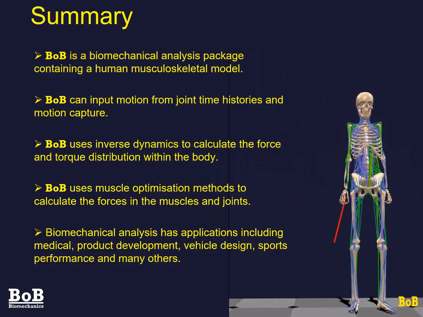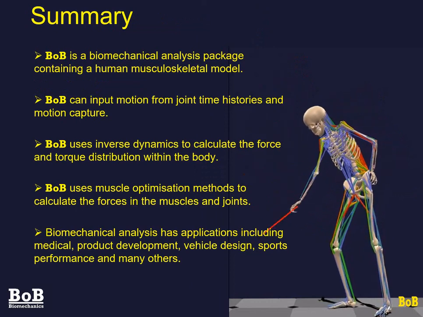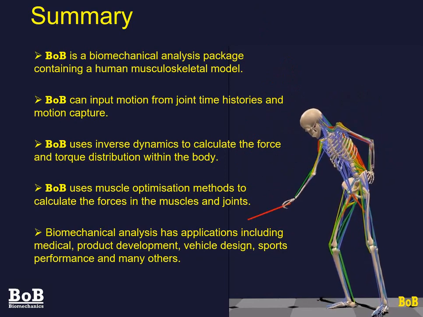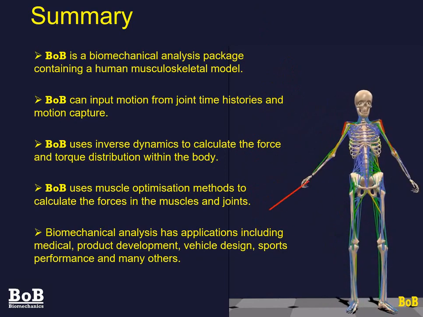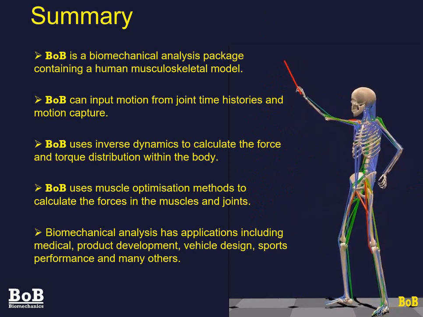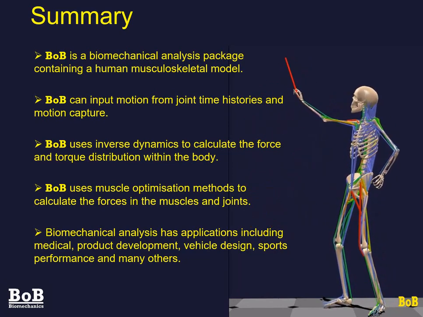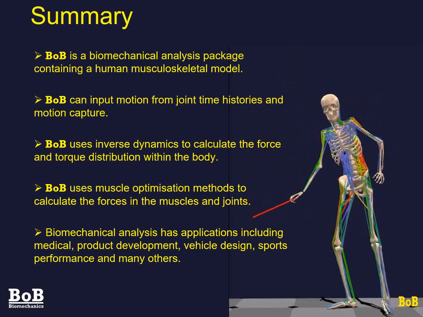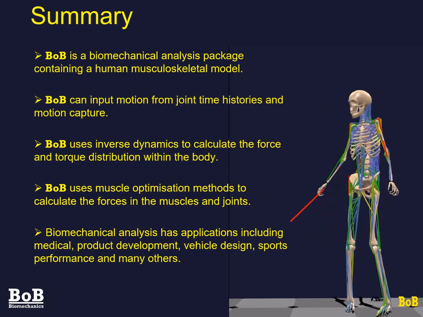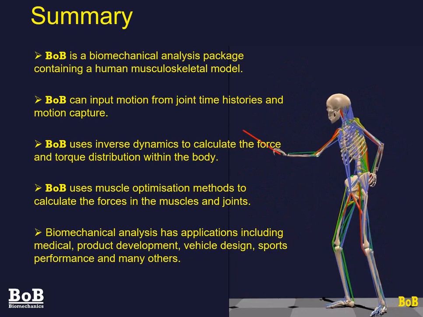And therefore, in summary, BoB is a biomechanical analysis containing a musculoskeletal model. BoB can import motion from joint time histories and from motion capture equipment. BoB uses inverse dynamic techniques to calculate the force and torque distribution across the whole body. BoB uses muscle optimization methods to calculate the forces in the muscles and the joints. And biomechanical analysis has many applications, including medical, product development, vehicle design, and sports performance, and many others.